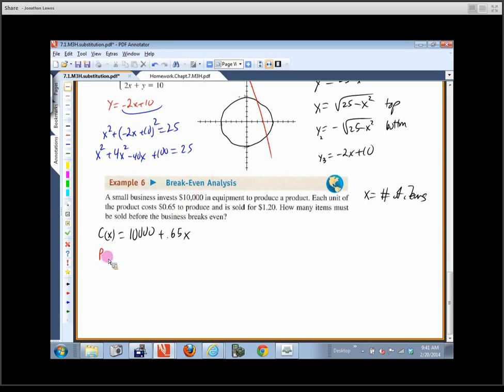Let's put the price, or let's put, we'll do R, okay? So this is cost, and we're going to call this revenue. This is how much money we generate when we sell something. How much money do they generate when they sell something? $1.20, right? So how do we write down this revenue function? How much money they bring in?